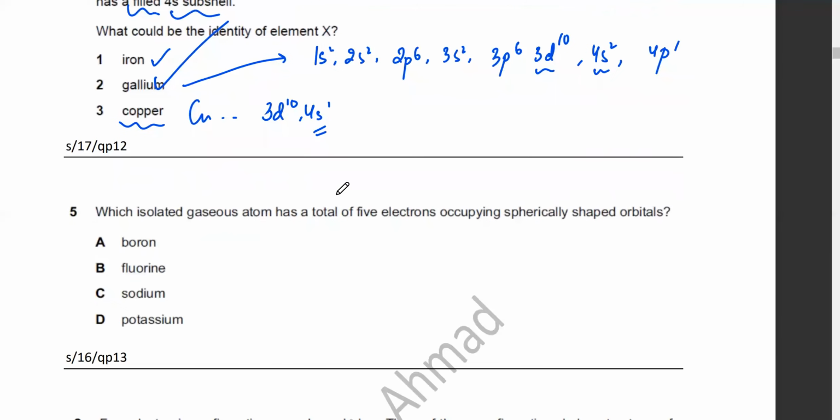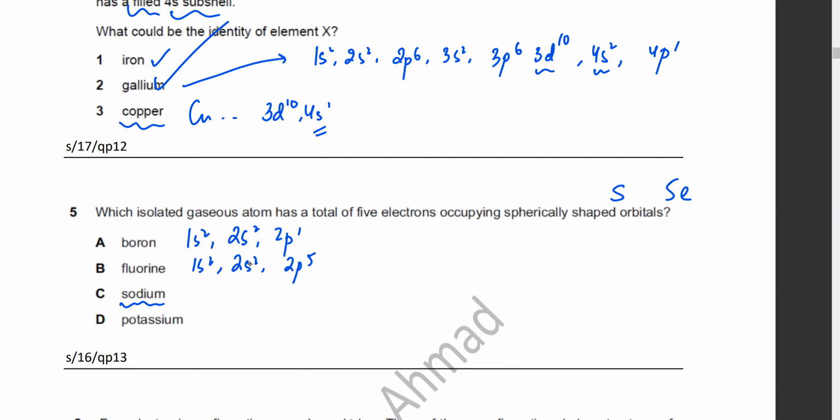So which isolated atom has a total of 5 electrons occupying a spherically shaped orbital? So 5 electrons in the s orbitals. Starting with boron. Boron is I think 5. So it's 1s2, 2s2. It's lithium, beryllium, and boron. That's lithium is 3, 4, 5. So spherically shaped, or the s subshell, this has 4 electrons. Let's talk about fluorine. Fluorine would be 9 electrons. That's 1s2, 2s2, 2p5. Again, the spherically shaped orbitals only have 4 electrons.